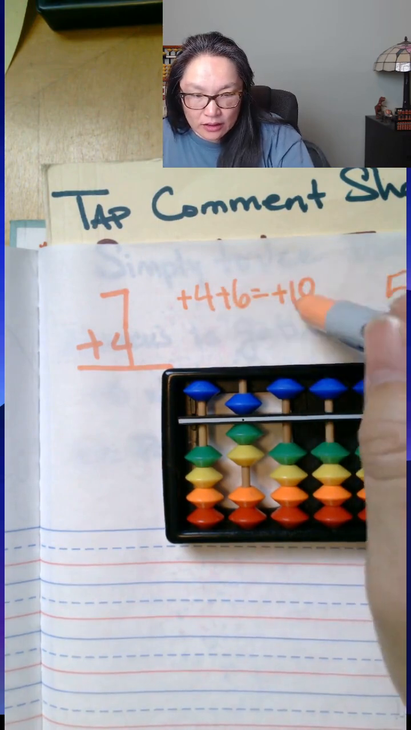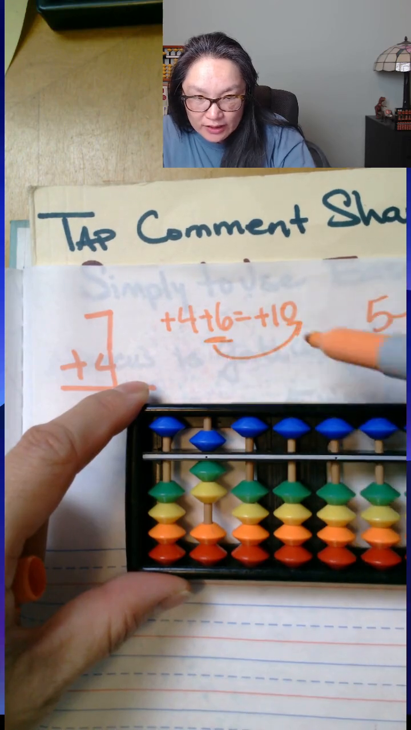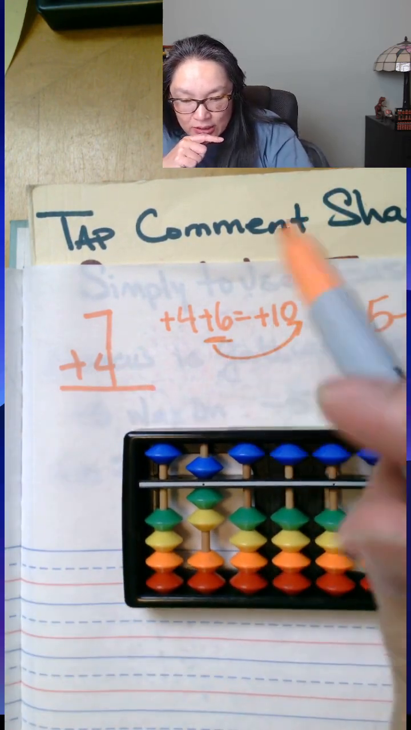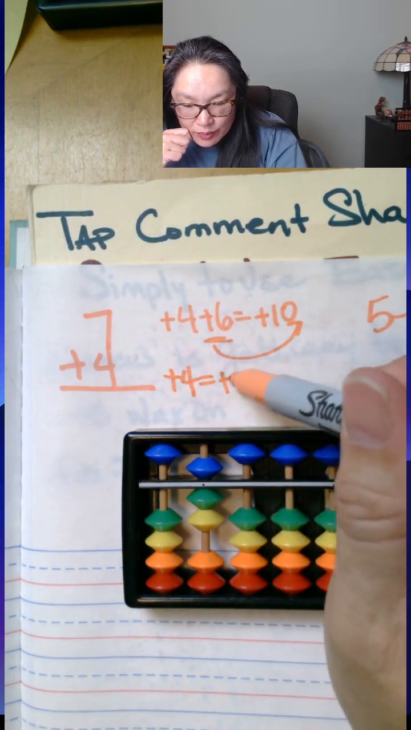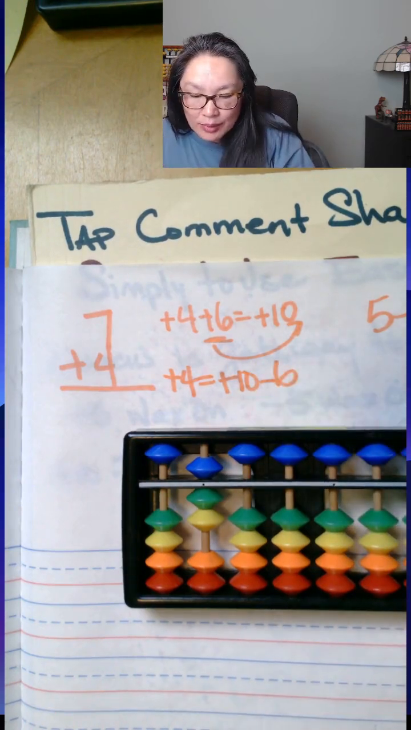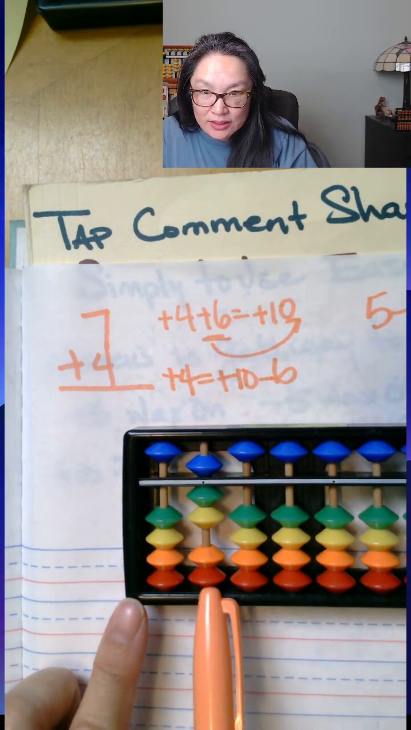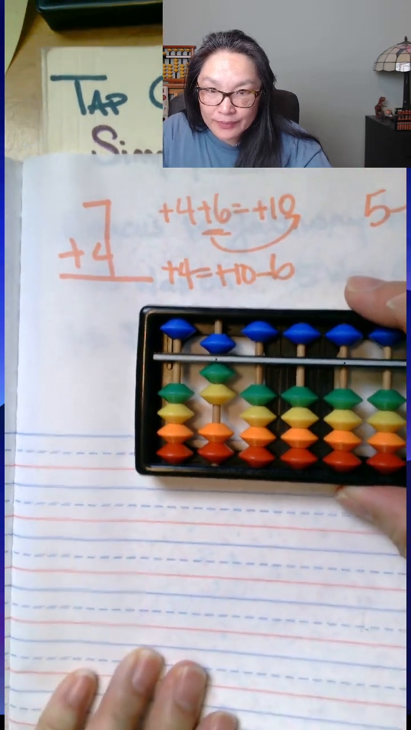But here, so now we're going to isolate the variable. We move this 6 over here. Exactly, Leslie, exactly. So what we're going to do is we're going to rewrite it. Plus the 4 is equal to plus the 10 minus 6. What does plus 10 mean? Plus 10 only means to go to the next column. That's all that it means.